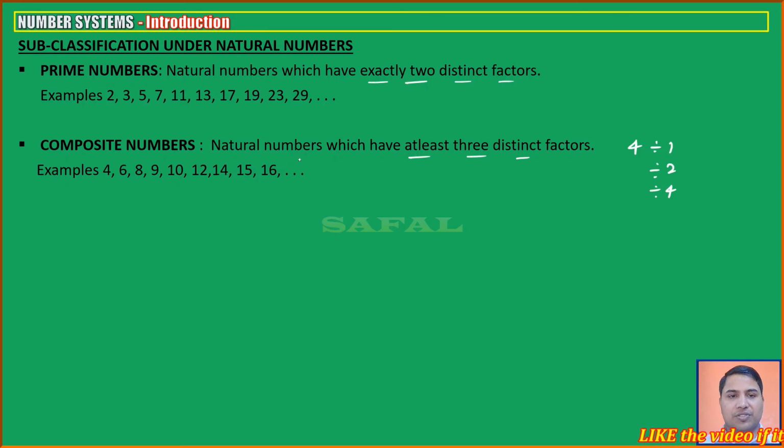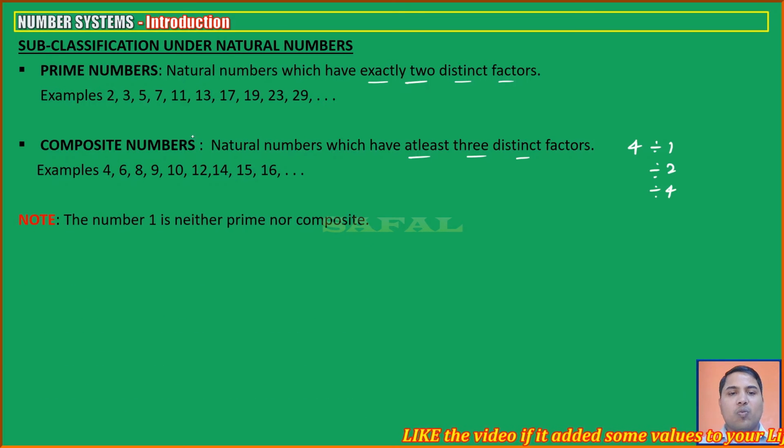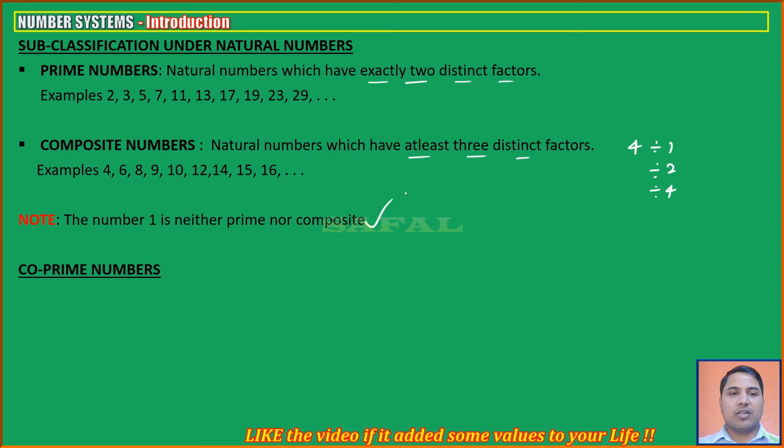Composite numbers. Now one very important thing you can see here, the number 1 does not satisfy the prime number definition as well as composite number definition. So the number 1 is neither prime nor composite. Very important. Then we have something called co-prime numbers.